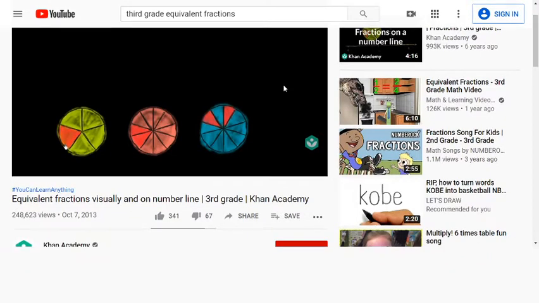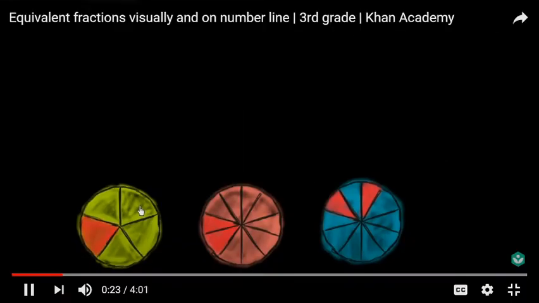So in this pie right over here, we have 1, 2, 3, 4, 5 equal sections. And one of those 5 equal sections is shaded in. So we could say that 1/5 of this pie is shaded in. Now over here we have 1, 2, 3, 4, 5, 6, 7, 8, 9, 10 equal sections, and 2 of them are shaded in. So we could say that 2/10 are shaded in.